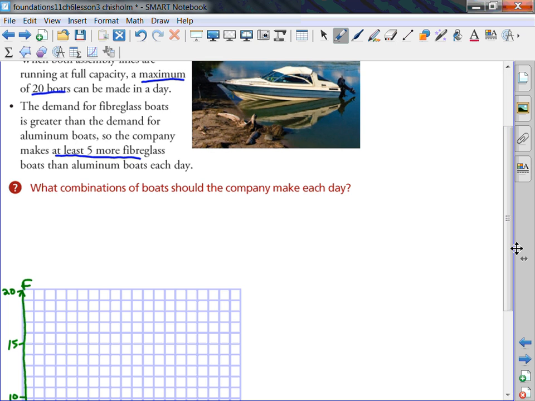So since we're talking about aluminum boats and fiberglass boats, I think we can say that A represents aluminum boats and F can represent fiberglass boats. So that's going to be step 1. I don't know if that's spelled right or not. Looks good to me. Step 1 is to describe the variables, which you've just done. So A is aluminum, F is fiberglass.